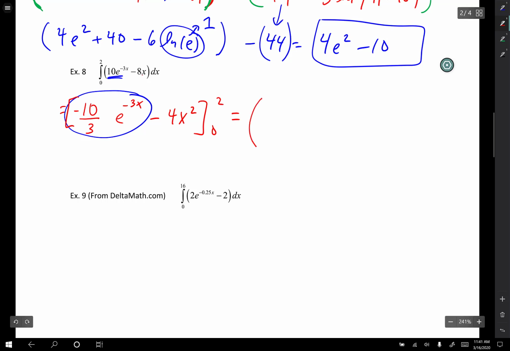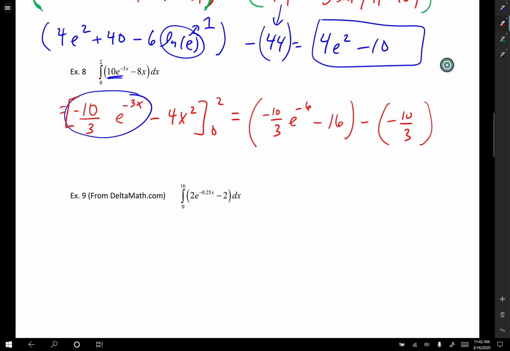So giant parenthesis for the first one, negative 10 over 3. If I plug in a 2, that's e to the negative 6. And then minus, let's see, 2 squared is 4. 4 times 4 is 16. So there it is. Minus, and then let's plug in a 0. E to the 0 is 1. So I'm going to have a negative 10 over 3. And then 4 times 0 is 0. So there it is.